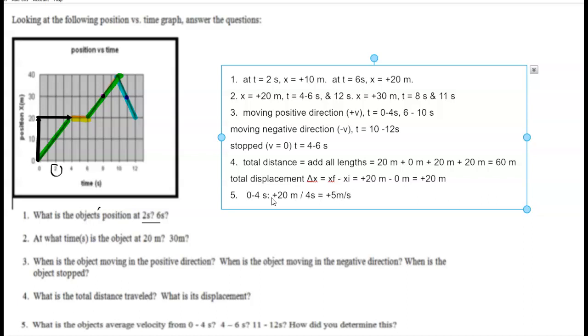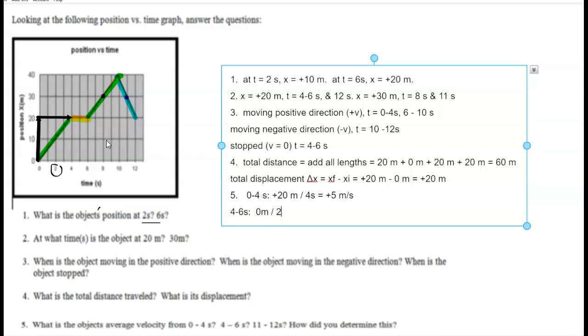And we said that makes sense because it should be moving to the right there, and it's got a positive velocity. For the next one, which it asked for, was 4 to 6. 4 to 6, you can look at this line, and it's a horizontal line, so there's really no slope. It doesn't change its position at all. It's not going up or down, so that's 0 meters. Whoops, 0 meters divided by the amount of time, which is 2 seconds. So 0 divided by 2 is going to get you 0 meters per second, and we expected that because we said it was stopped.